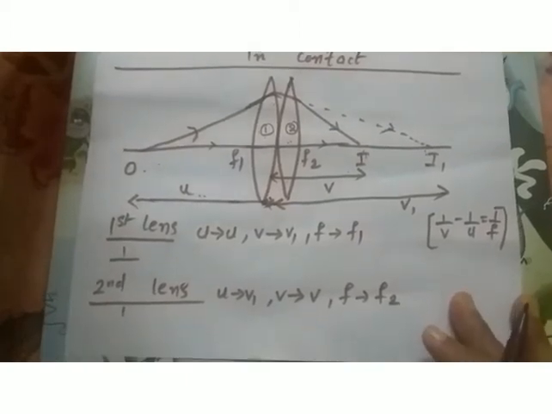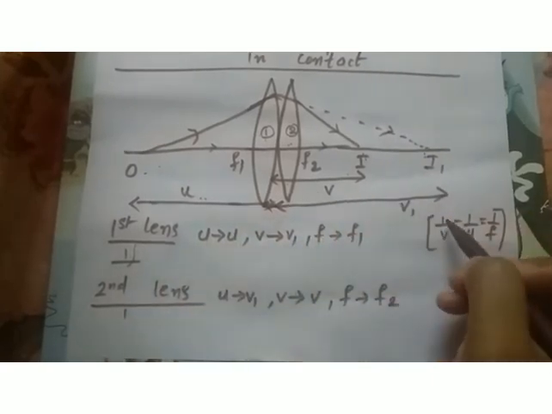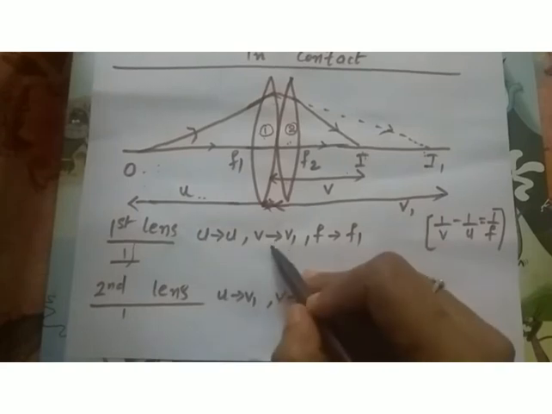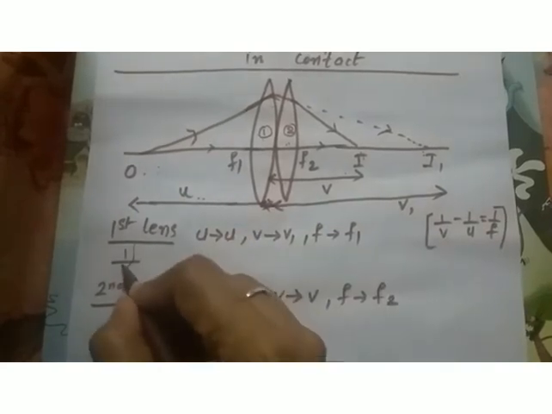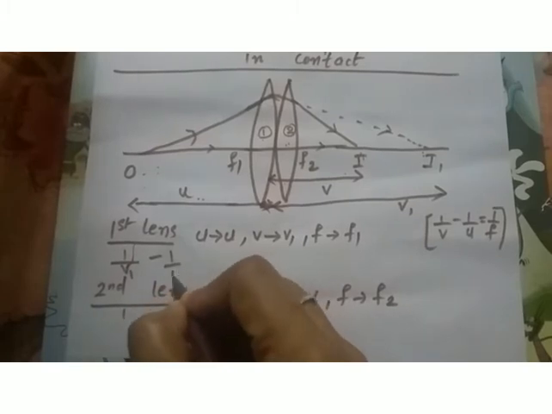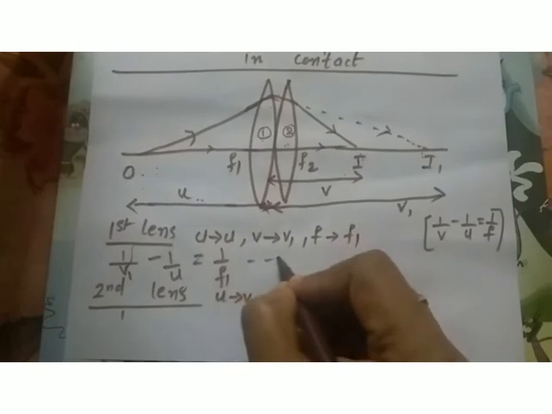Okay, now substitute all these assumptions in our thin lens formula. So what is the thin lens formula? 1 by V minus 1 by U equal to 1 by F. So for the first lens, V is V1. So instead of 1 by V, we can write 1 by V1 minus 1 by U, equal to 1 by F1. So this is our first equation.